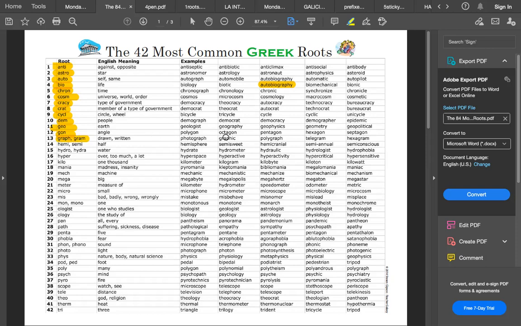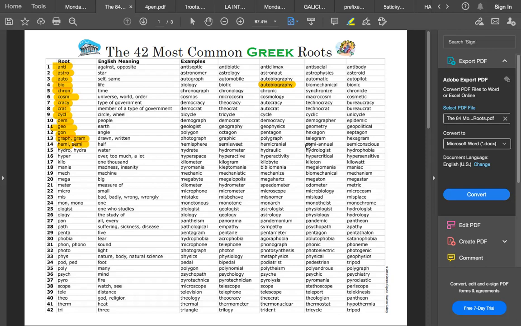So photograph, graphic, polygraph. Hemi or semi means half. Okay. So hemisphere, if you cut the world in half from top to bottom, north and south hemisphere, you cut it east to west across the Greenwich line, you'll have the eastern and western hemisphere. Semi-sweet, kind of like half sweet, partially sweet, okay?